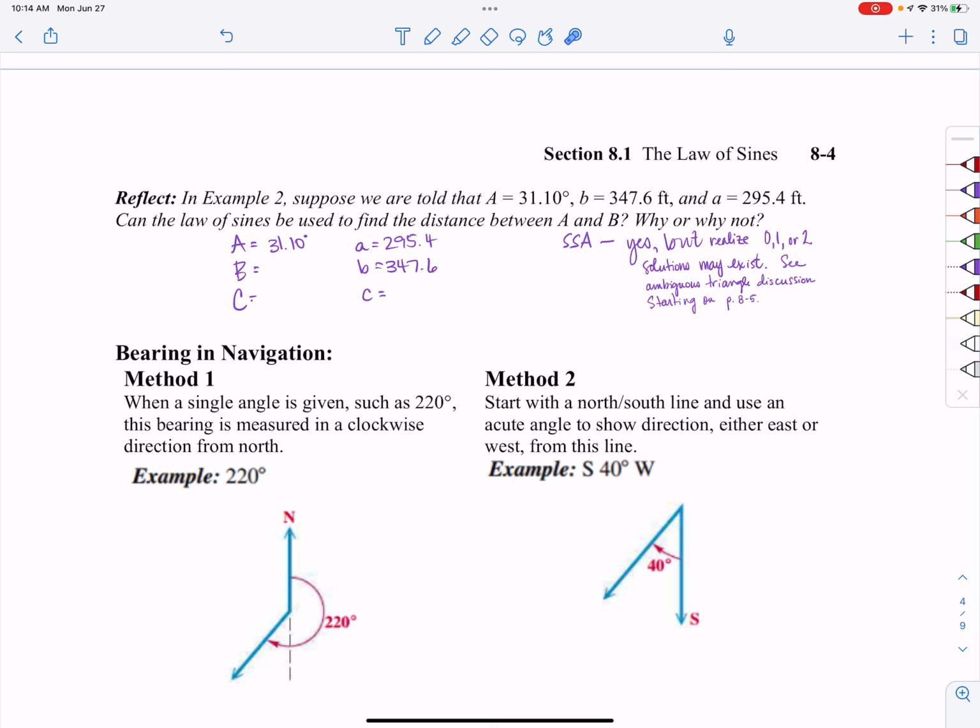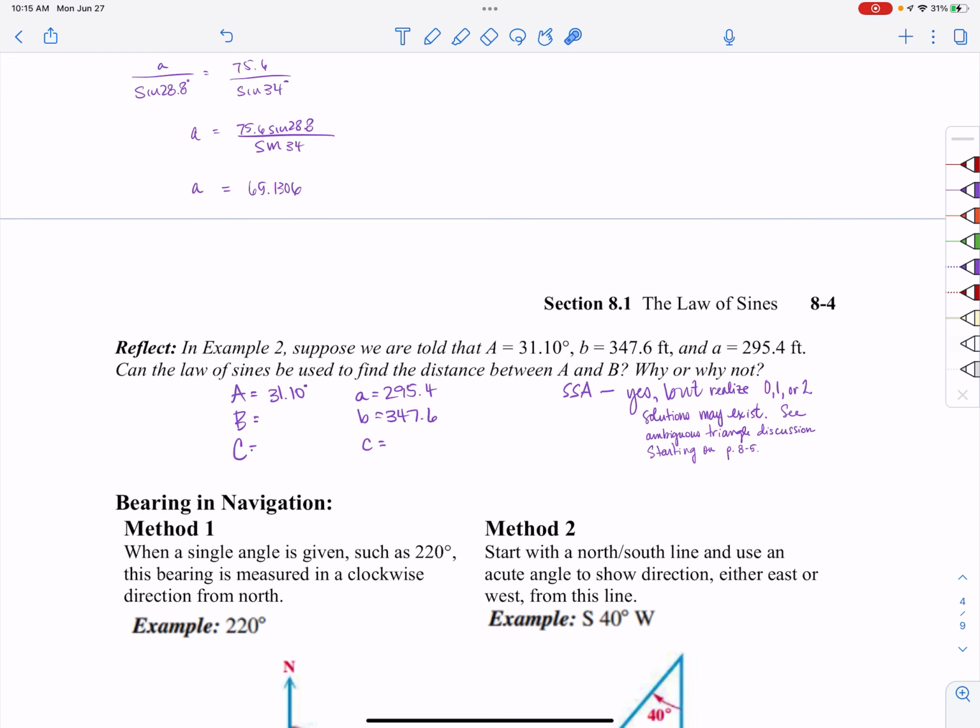When I look at this side-side angle, we haven't learned how to solve side-side angles yet. And so it asks me, can the law of sines be used? Well, the short answer is yes, it can. However, we need to realize that because this is the ambiguous triangle, there might be 0 solutions, 1 solution, or 2 solutions. There might be 0 triangles, 1 triangle, or 2 different triangles that might exist. And so I would need to use the concepts of the ambiguous triangle to know whether or not to solve this particular triangle and how to solve it.